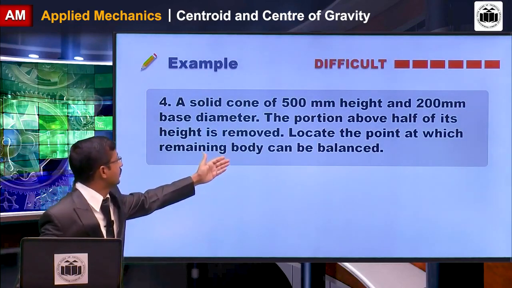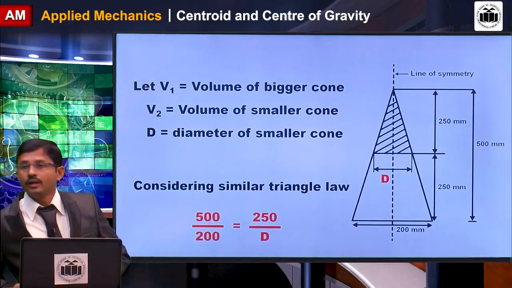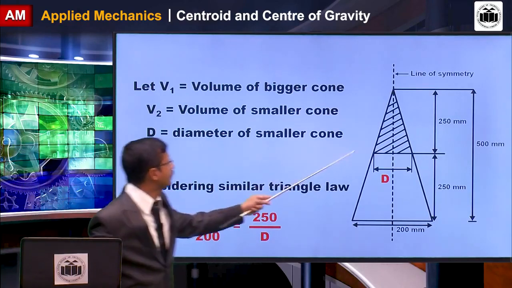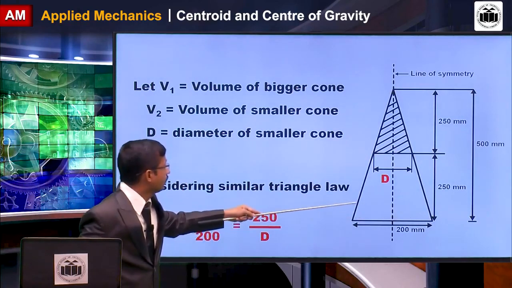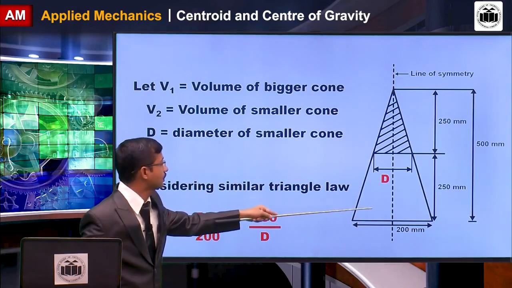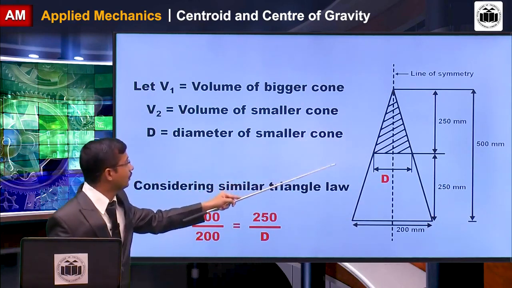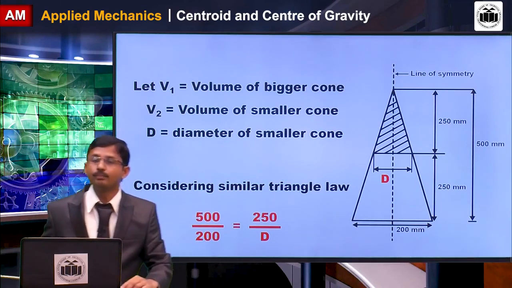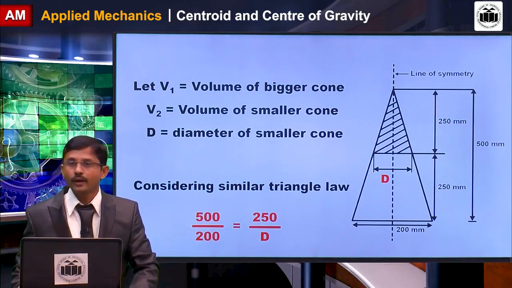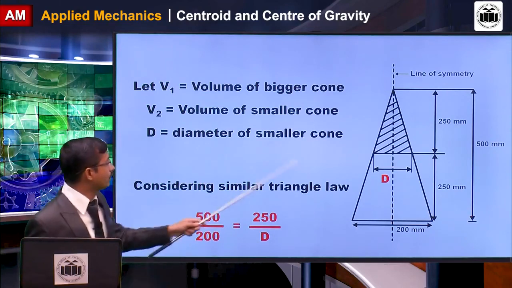Then we will see the next question. In this question they have asked to calculate the center of gravity of this particular frustum. So this is a frustum. This is the bigger cone and this is the smaller cone. So first you have to calculate the volume of the bigger cone, then you have to calculate the volume of the smaller cone.